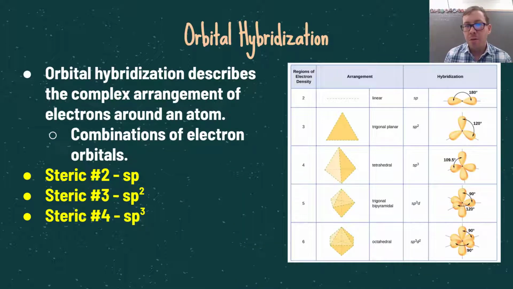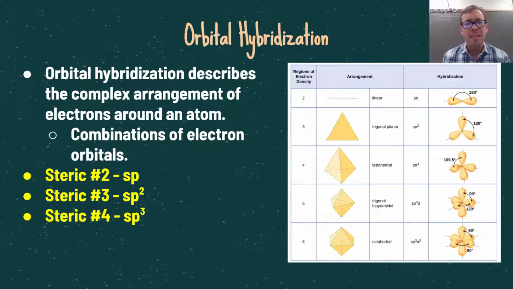The last thing I want to go through is what's called orbital hybridization, and it describes the complex arrangement of electrons around an atom based on different types of bonds, as in sigma bonds as well as pi bonds. I'm not going to go into too much detail on that, but what you do need to understand is that when these things bond, orbitals tend to overlap, and when orbitals overlap, they create unique types of orbitals themselves.